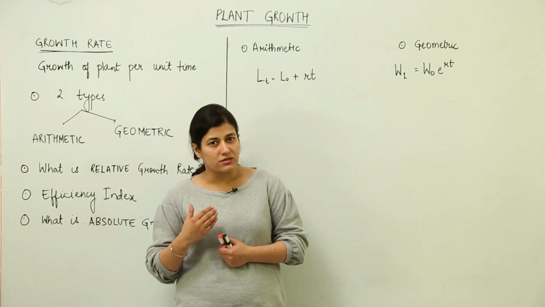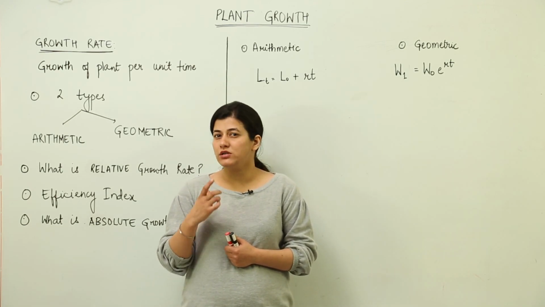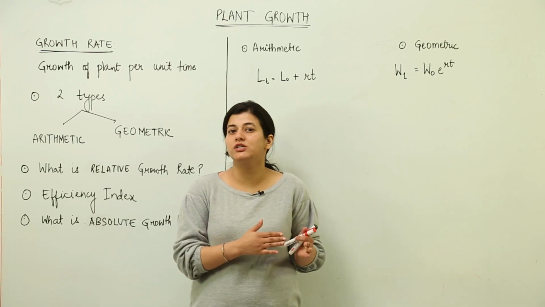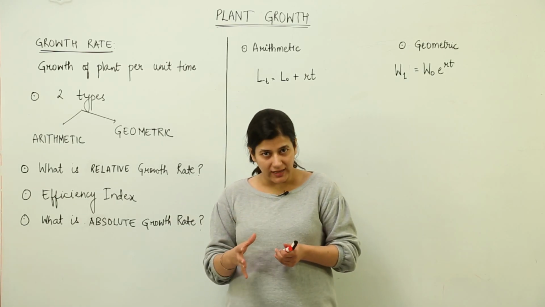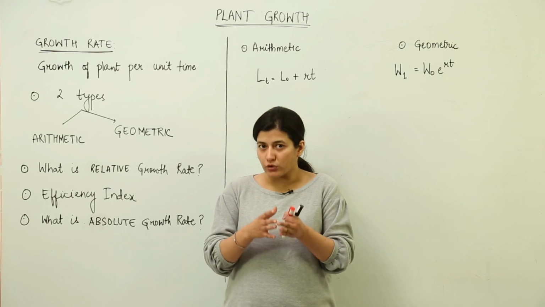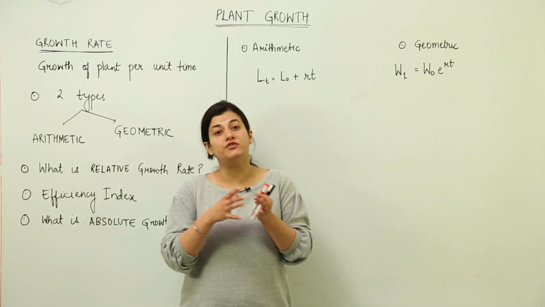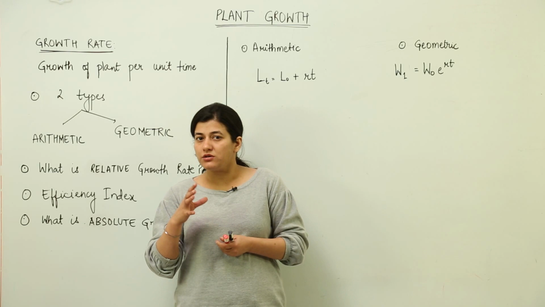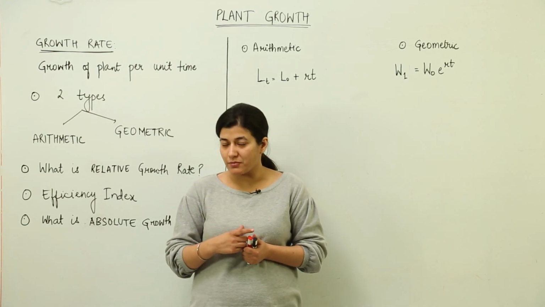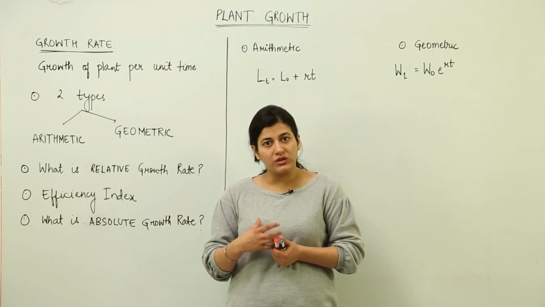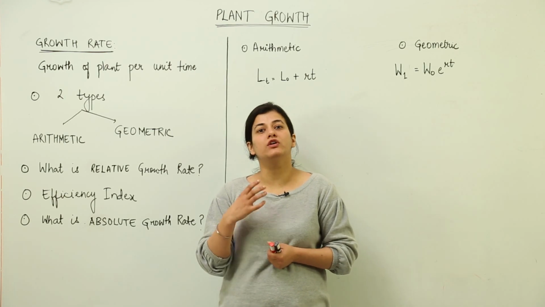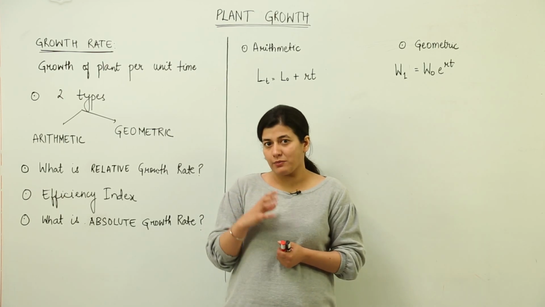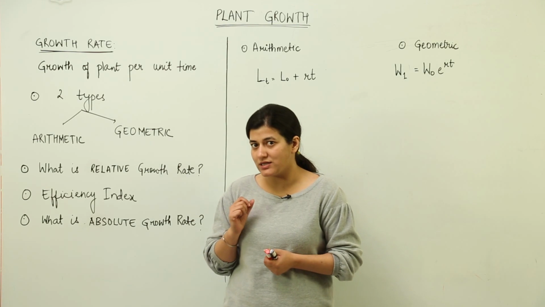There are various ways. Supposedly I am talking about the growth of a pollen tube. I would measure that growth in terms of length. Supposedly I am measuring protoplasmic growth. I would measure it in terms of the number of cells. So you get an idea that growth is measurable, and that measurable growth can be represented in the form of the growth rate. So we basically deal with growth rate in this lesson.